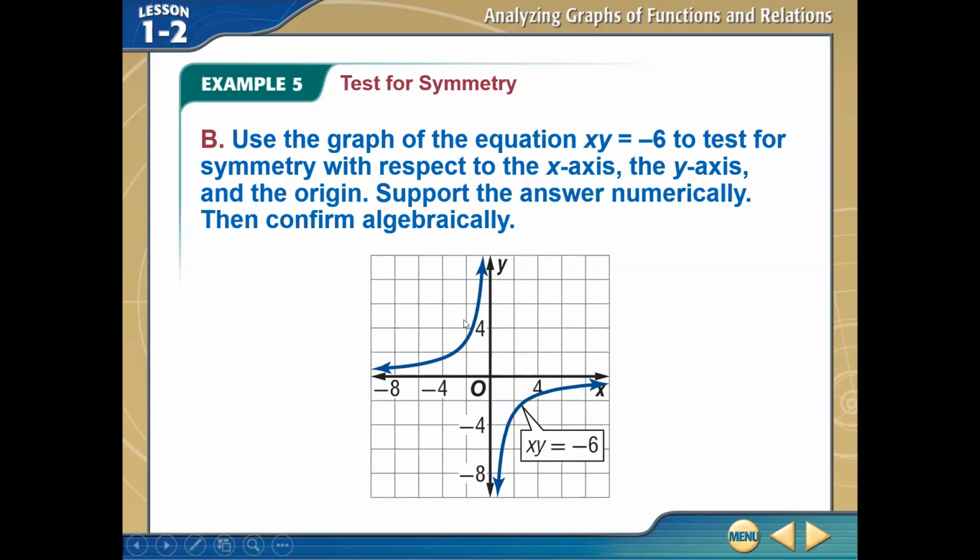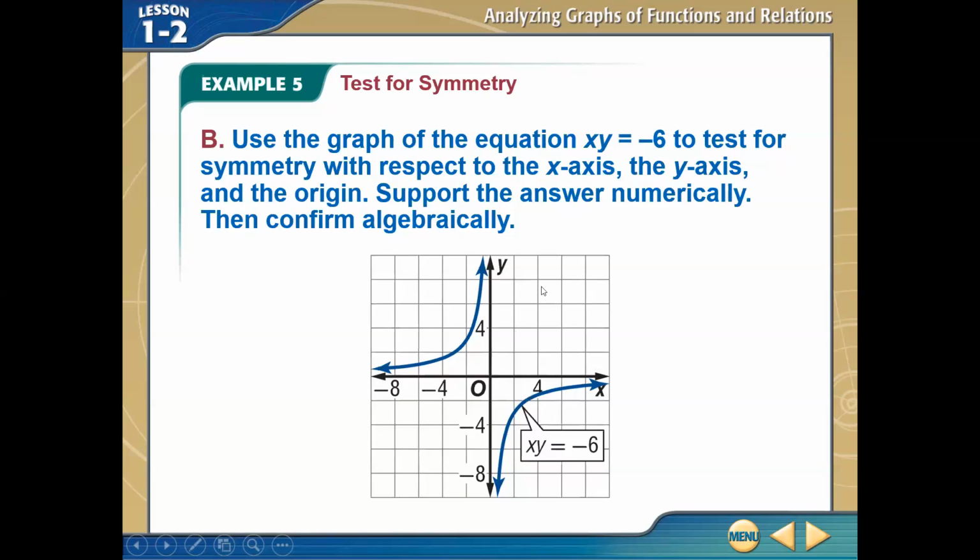So if we look at the y-axis, if I were to just flip this straight across, you can see that I would create almost the same graph, but the function wouldn't overlap on top of itself. Okay, that's also the same thing with the x-axis. So this one doesn't have any line symmetry.